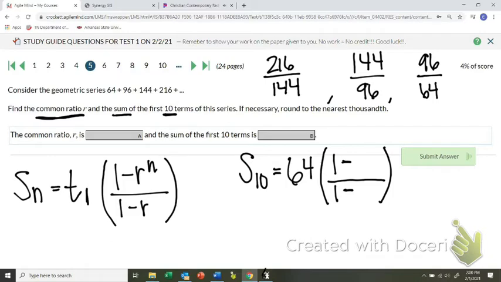All right. Jacqueline got 1.5. Jack got 1.5. Kaylee got 1.5. All right, so what is our common ratio? 1.5. So we can fill that into our equation.